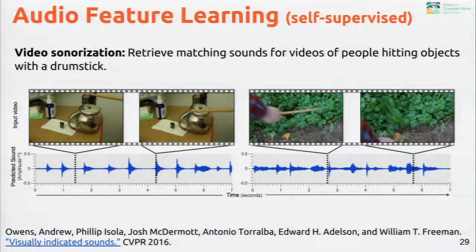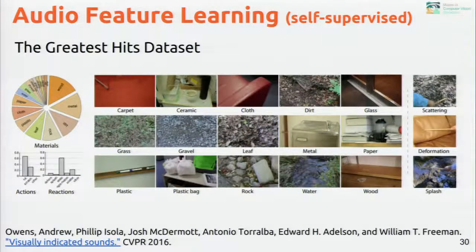Another work they did in a similar spirit is they learn features, but in this case they created a data set of the sound and pixels of video recordings of different objects that were hit with a stick, right? So this data set is called the Greatest Hits data set. Andrew Owens, the first author, was running around the MIT campus, hitting everything he could find and recording that, and so creating a large data set.